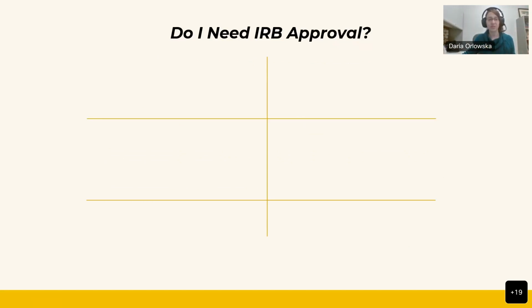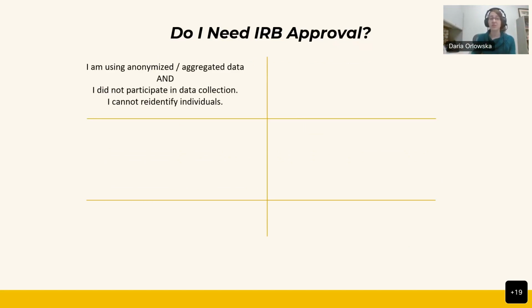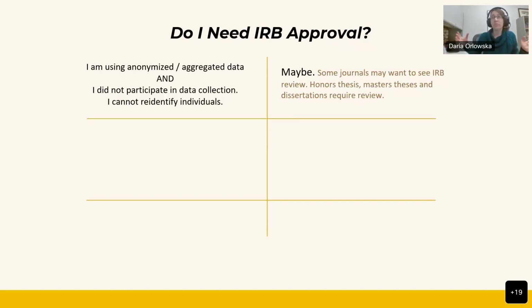So if you are using anonymized or aggregated data, a lot of the times that's secondary research data that you might not have gathered, or you didn't participate in data collection, or you can't re-identify the individuals, then you may not or you may need IRB approval.